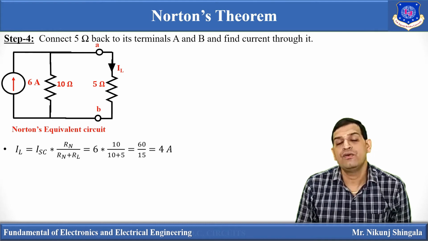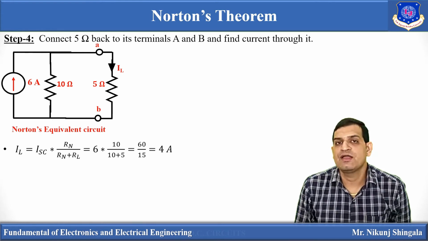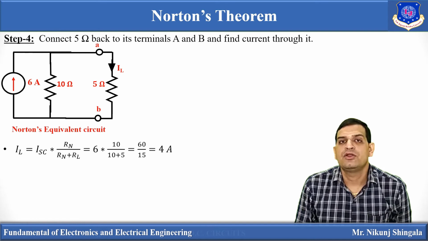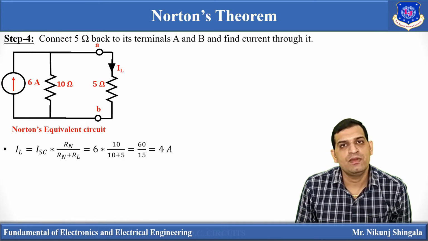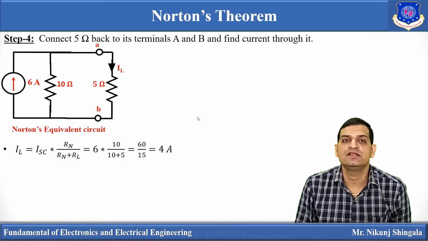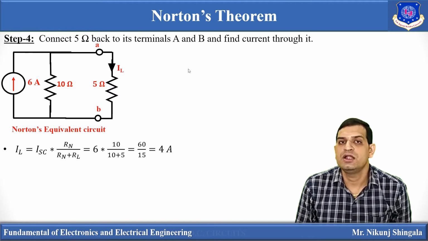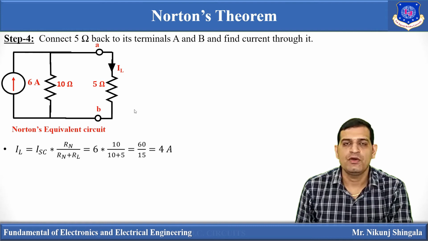So this is how we can find the current flowing through any branch using Norton's theorem. Step 1 is to short circuit the branch through which current is to be determined. Then finding out the equivalent resistance RN. RN can be found in a similar way like RTH. And then finally drawing the Norton's equivalent circuit, that is ISC in parallel with RN, and connecting back the branch through which we have been asked to determine the current. And in the final step we can find the current through the load resistance using current division rule. So this is all about Norton's theorem.